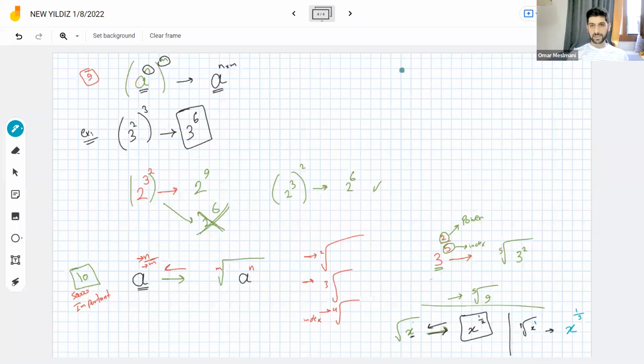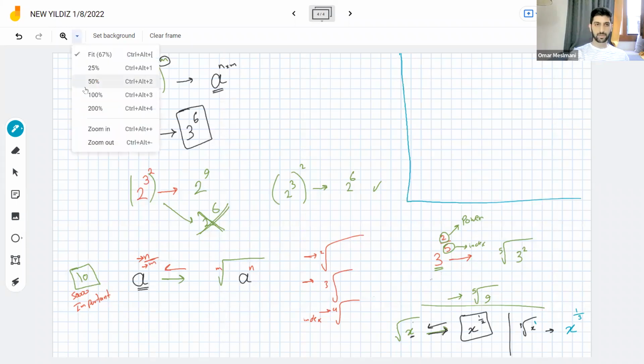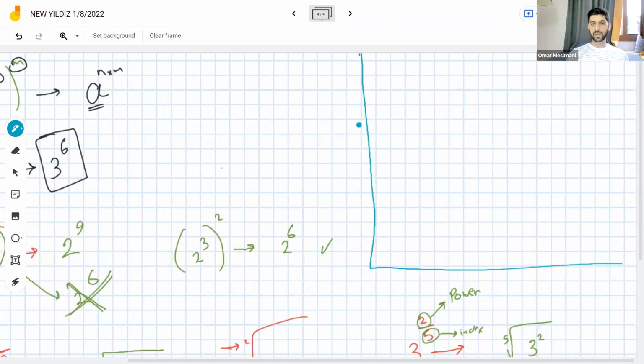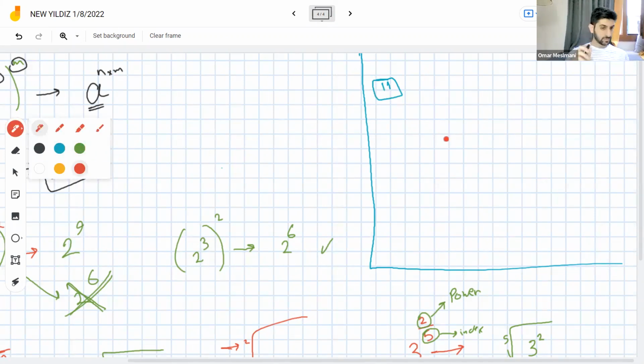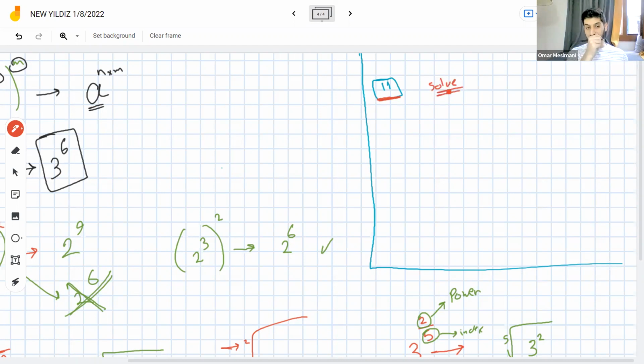I'm going to show you rule number 11 here. The last rule that we have right now is rule number 11. Guys, just stay with me for a minute. Rules 1 to 10, you are going to use to simplify. Listen carefully: I will give you a question and tell you to simplify. But for rule number 11, I'm going to give you a question to solve. Rule number 11 is the only one with the concept of solving an equation.